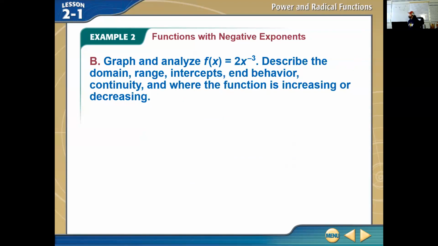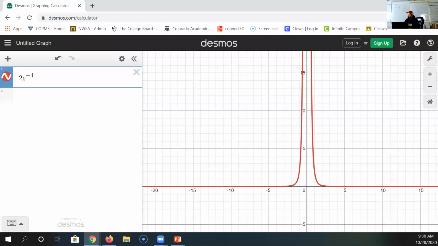Here we have graph and analyze f of x, which is equal to 2x to the negative third. Once again, this can be rewritten as 2 divided by x to the third. So if I plug it into Desmos, this is going to look more like a regular reciprocal function. Okay? Looking at increasing and decreasing, we're decreasing for the entirety of the graph. Okay, as we move left, our graph keeps going down.